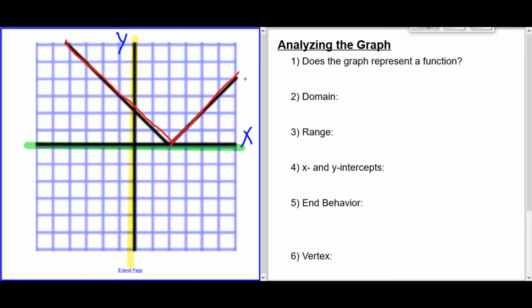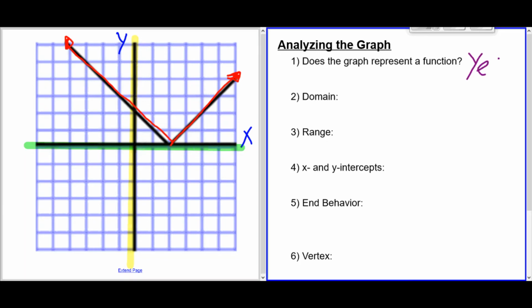So the question says, does the graph represent a function? Well, if you notice, again, on the left side of the graph and on the right side, the 2 arrows that I just drew go on forever in both directions. So if I draw a couple vertical lines through my graph, all of those touch the graph in exactly one spot. So I know that this is a function. So for that one, I can write, yes, it's a function because it passes the vertical line test.